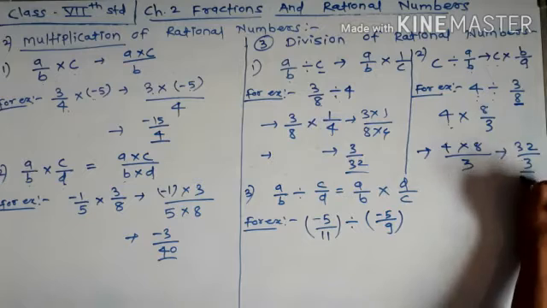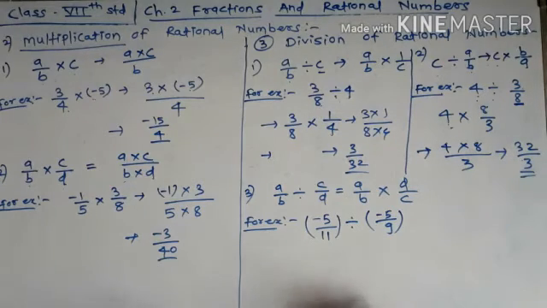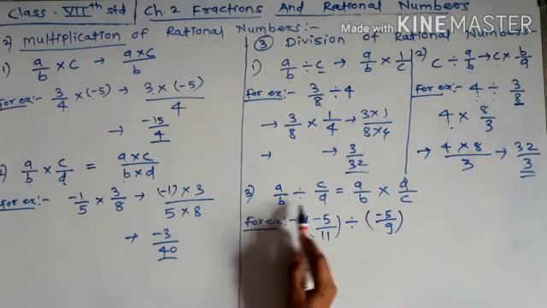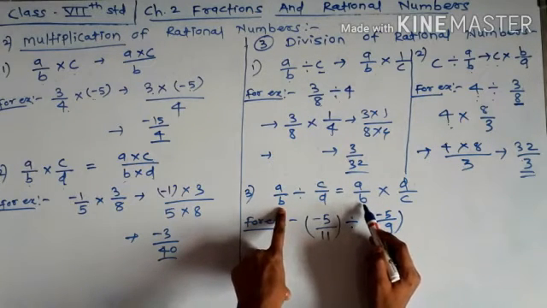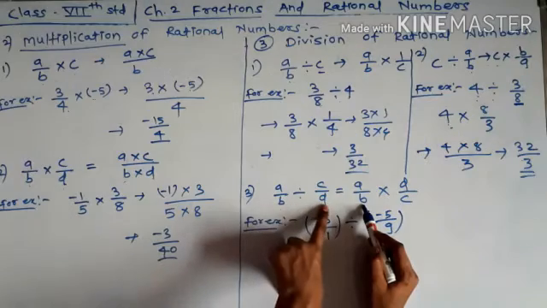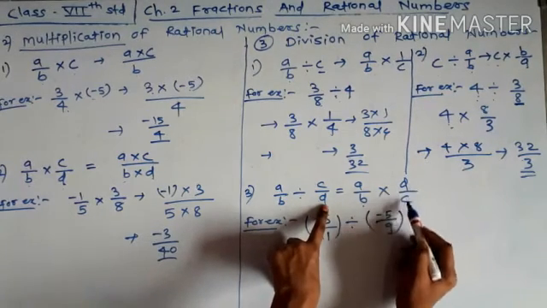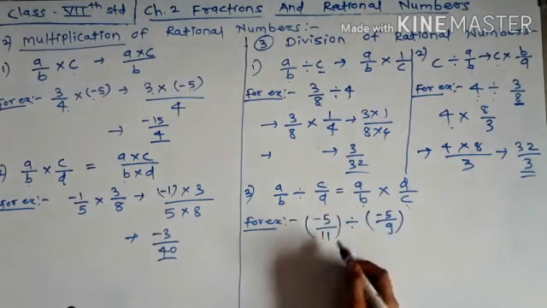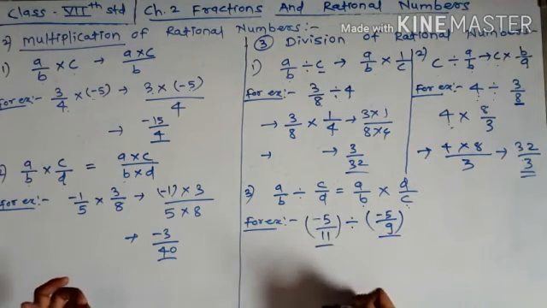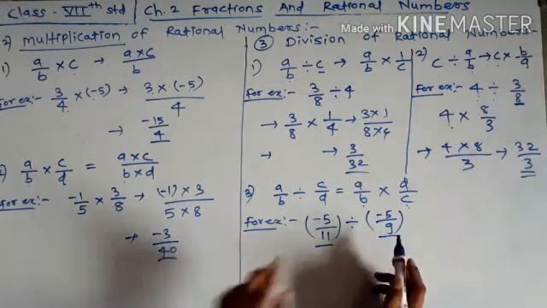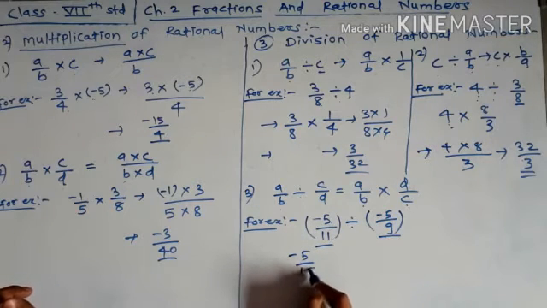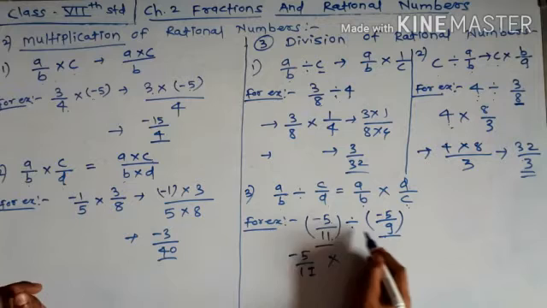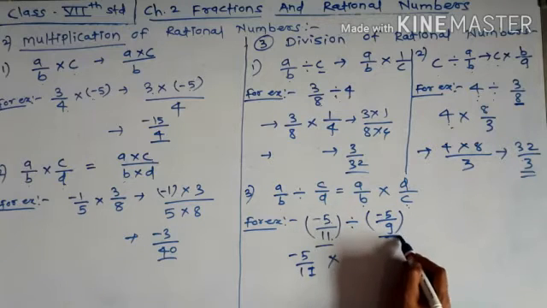32 upon 3. So in the next case, to divide a rational number by a rational number, we multiply the first rational number with the reciprocal of the second, that is d upon c. For example, here we take two rational numbers, and to divide this, we multiply the first rational number, that is minus 5 upon 11, by the reciprocal of the second rational number.